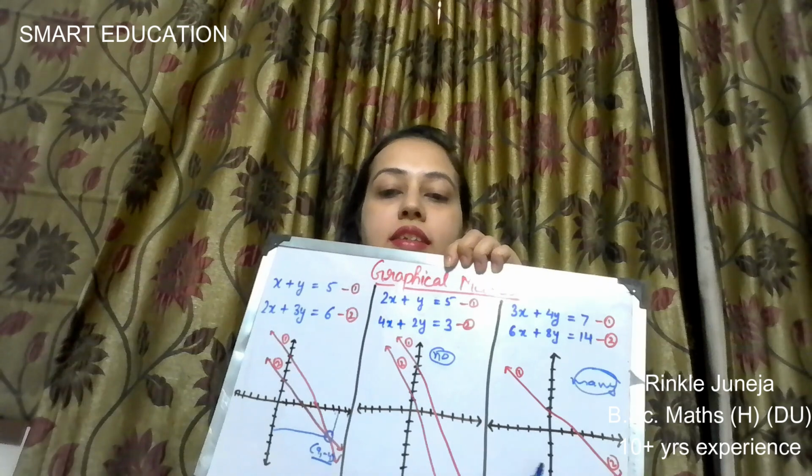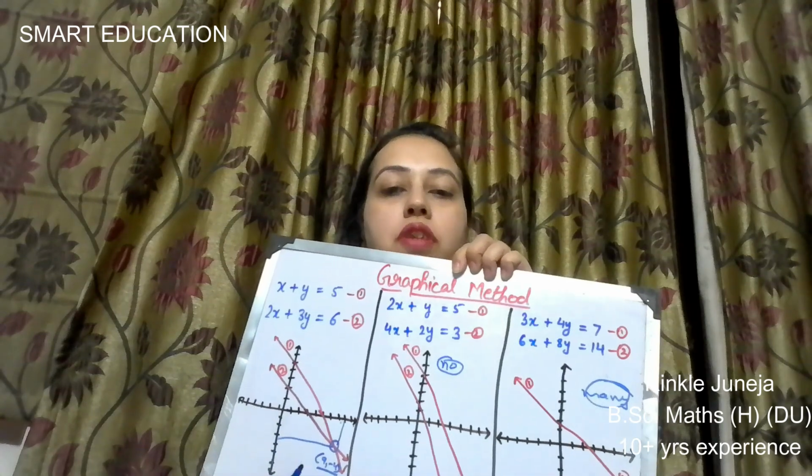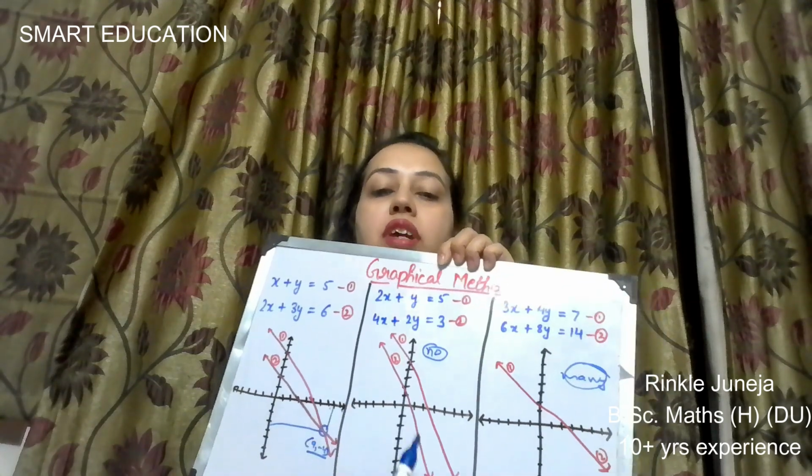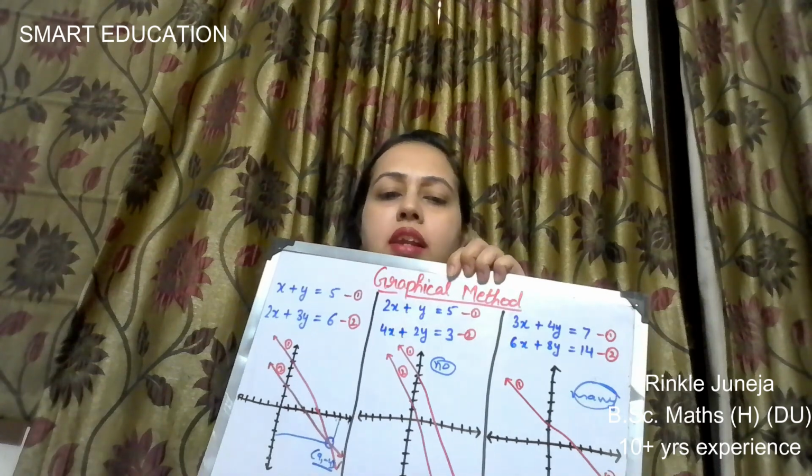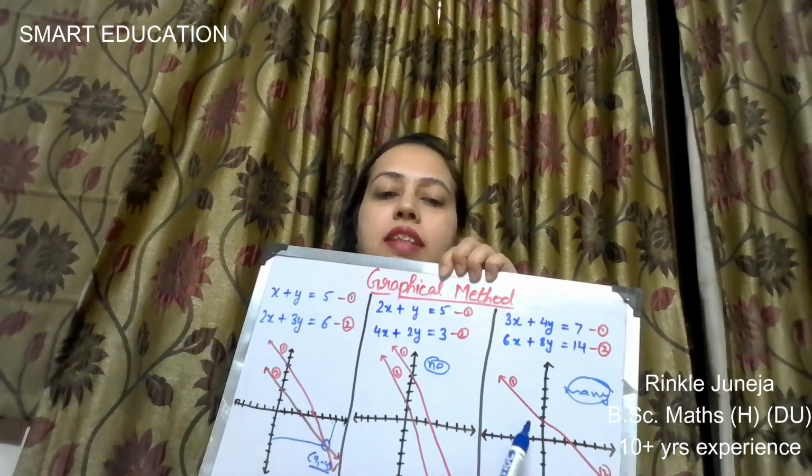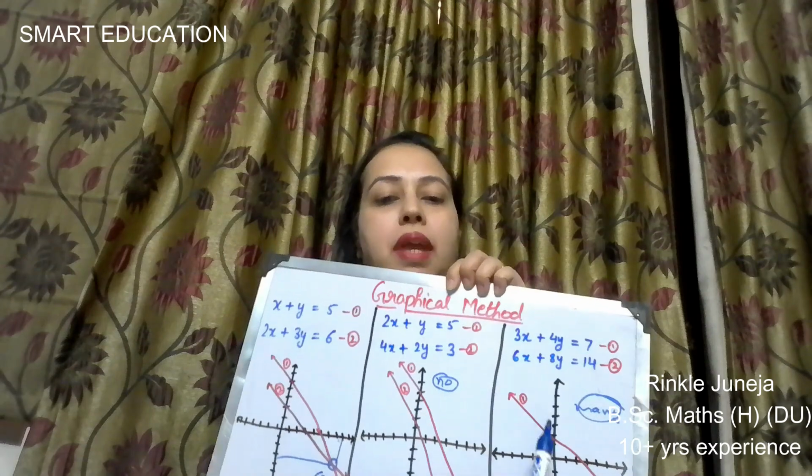So there are three cases. One where you get a definite solution, which is a unique solution. Second, where you get no solution when the lines are parallel. And third, when the lines are coinciding, so there are infinitely many solutions.